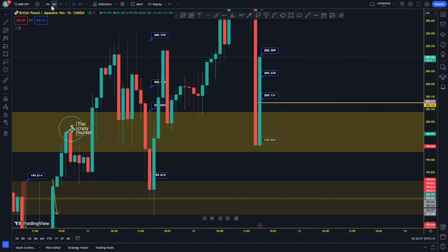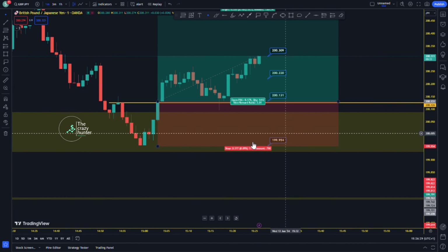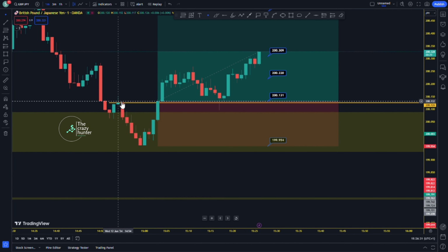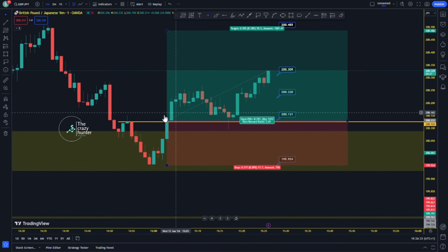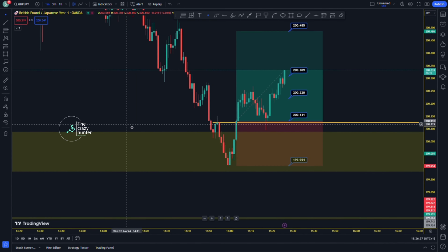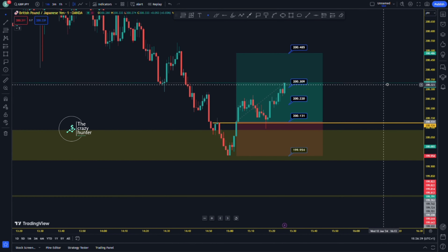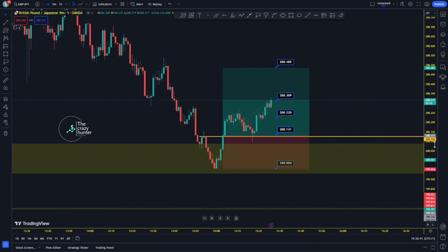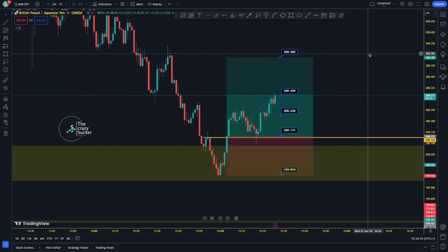So we have it right here, and then we just wait for price to get there and then change structure. Immediately we have a change of character right there. We got into the trade. As you can see, this trade is really doing nice right now. All right, so that's it.